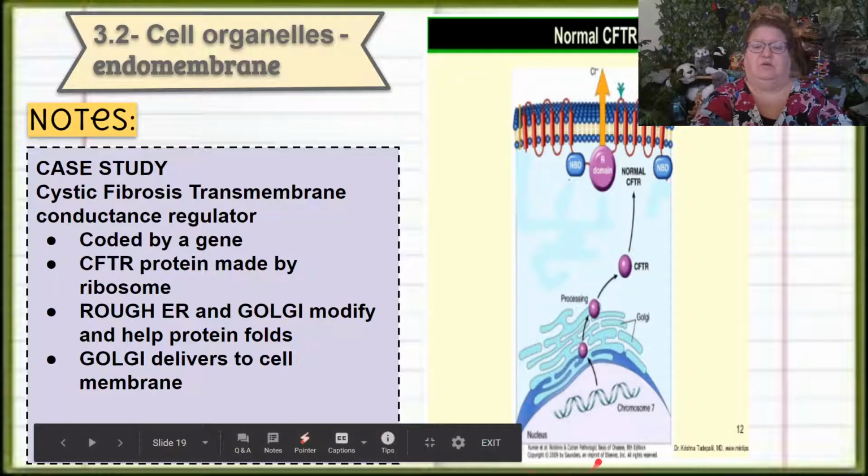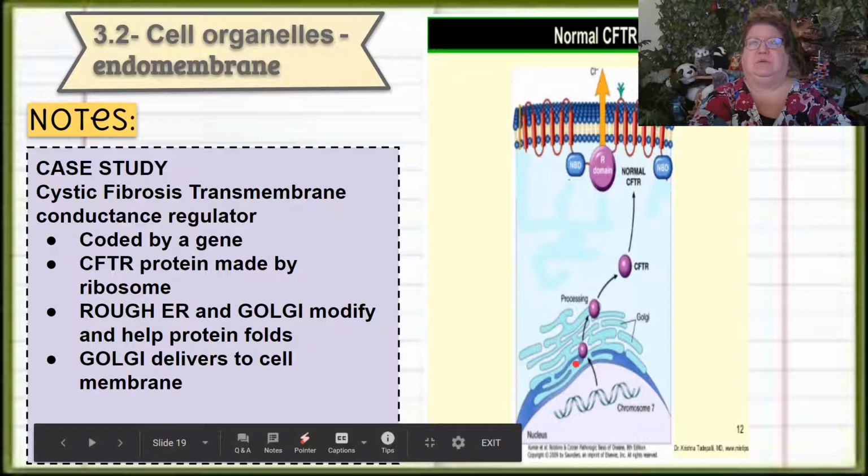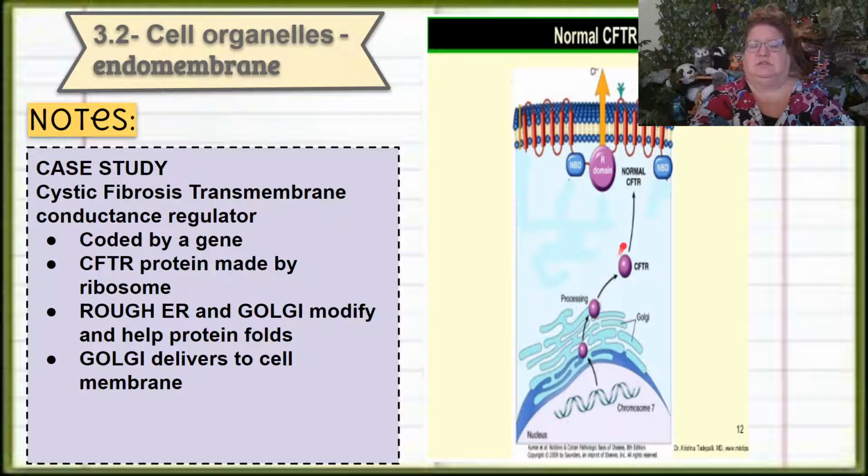And so let's follow through. We've got the gene for the normal CFTR, cystic fibrosis transmembrane conductance regulator. So we have the gene for it, and then the gene is going to be used to make a protein, CFTR protein, in the ribosome, and then the rough ER is going to modify it. The Golgi body is going to modify it, and then it's going to be transported to the membrane. And so in this case, this is a normal CFTR, but if there are problems, then you have cystic fibrosis.